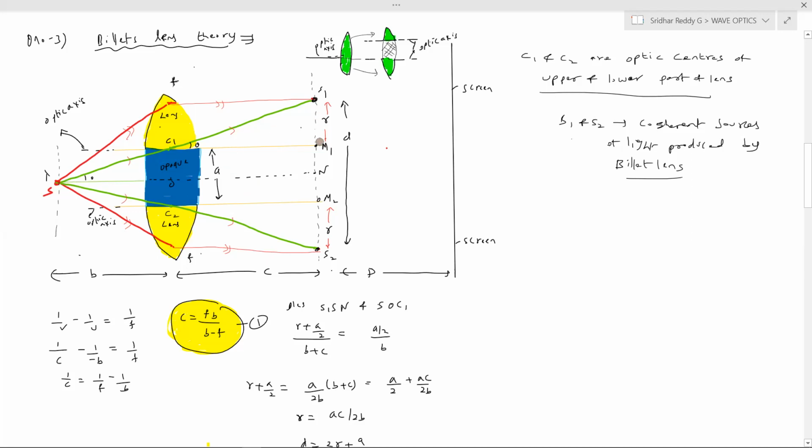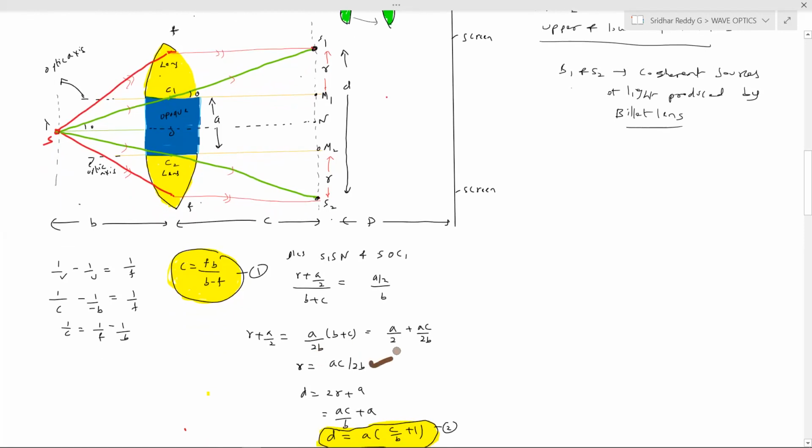So in the triangle from here, tan theta should be equal to R plus A by 2 over this distance. What is the adjacent? B plus C. They should be equal to, look at this triangle, A by 2 by B from this triangle. So tan theta should be equal to opposite by adjacent. Opposite is A by 2 and adjacent is B, so A by 2 by B. Solving for R, I'll get the required equation as R equal to AC by 2B.